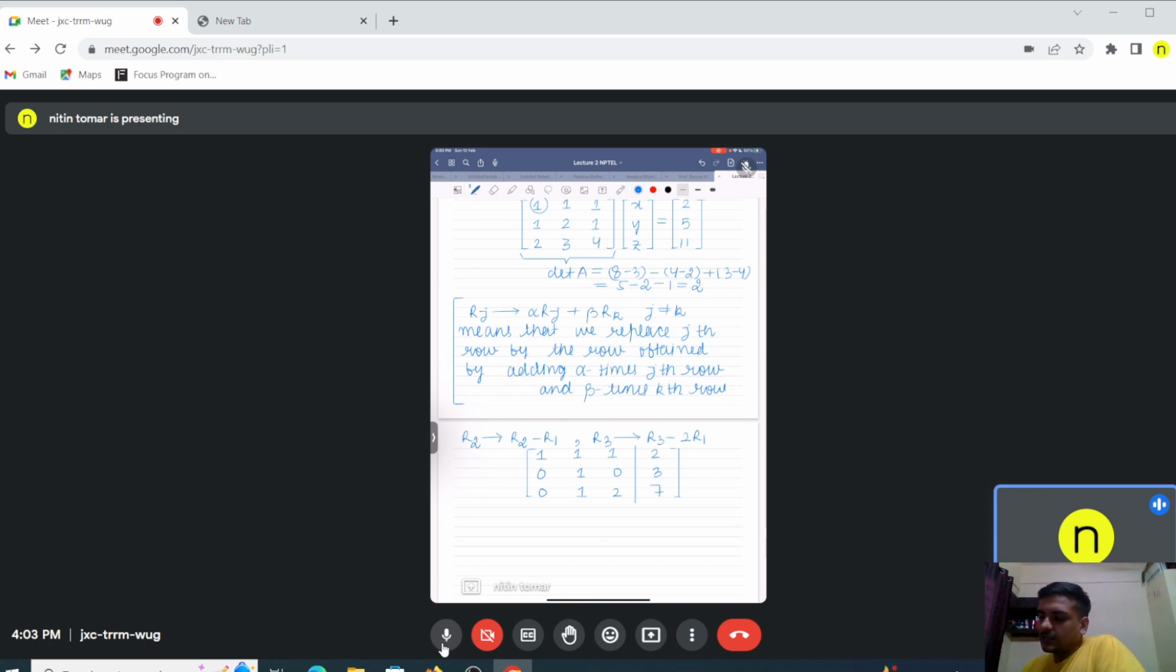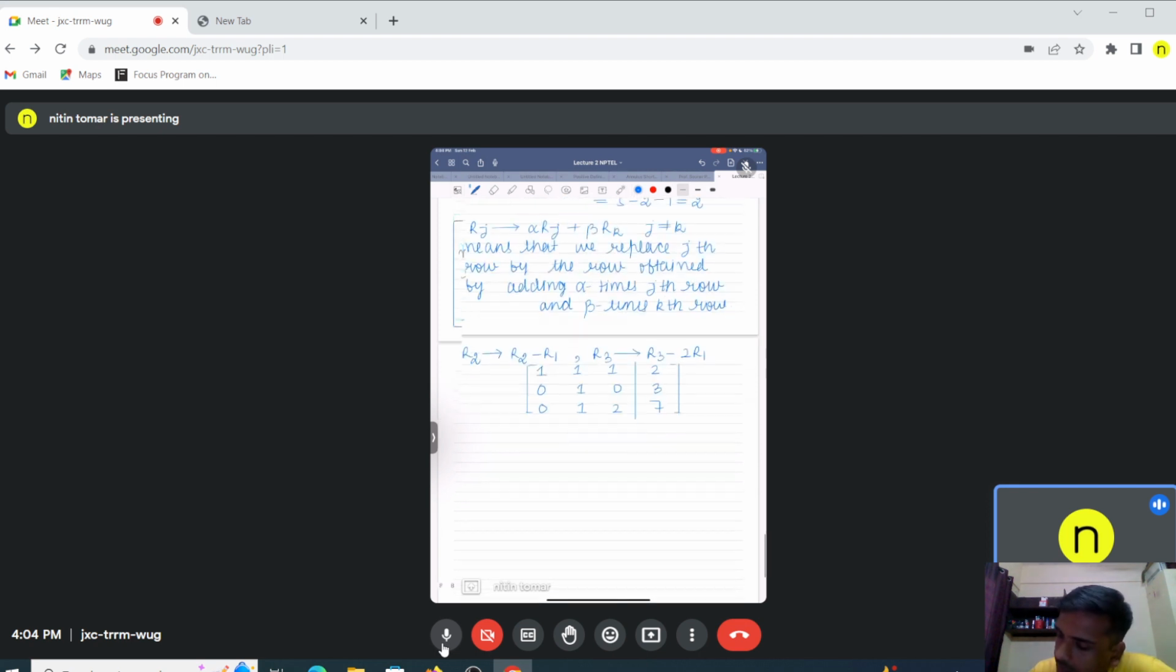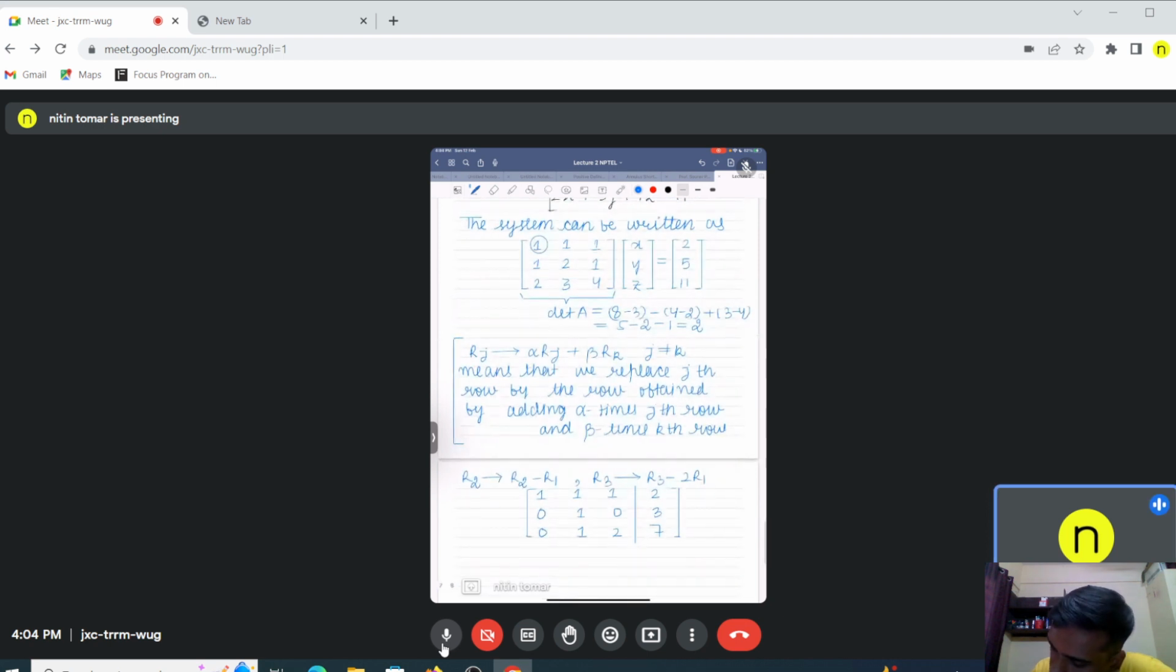We'll see in the general algorithm also, okay? Because whatever changes you are making on left hand side, you have to make it on the right hand side also, correct? Yes. Now this matrix is called augmented matrix.